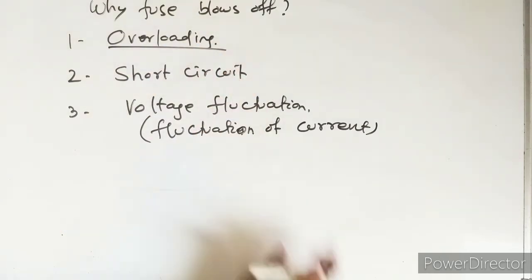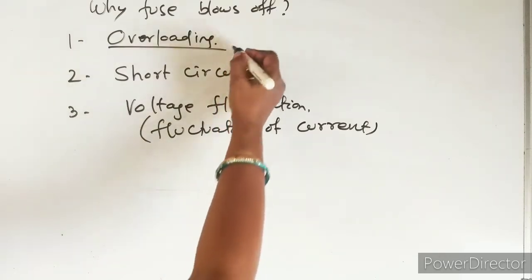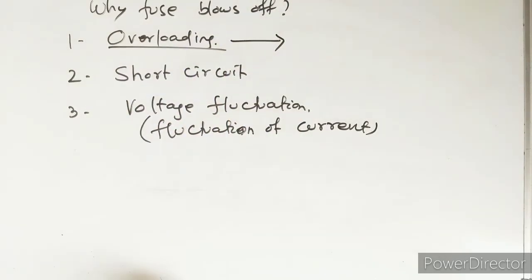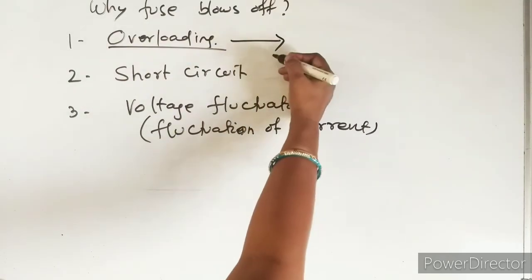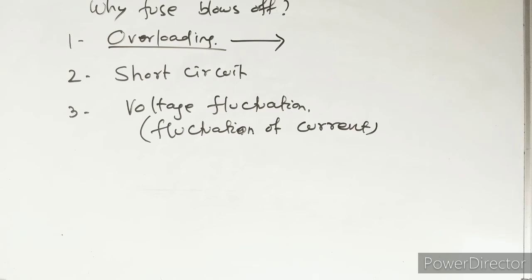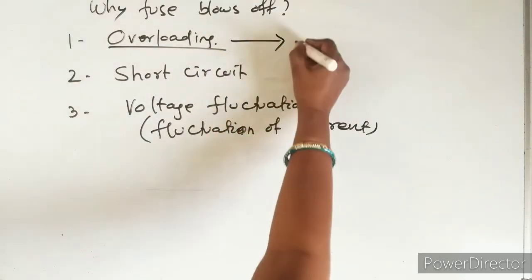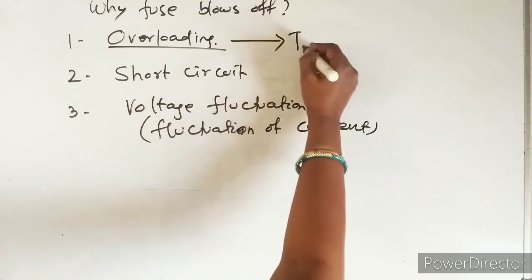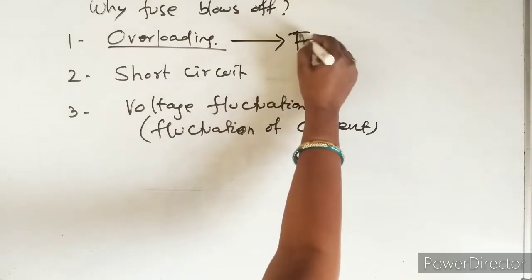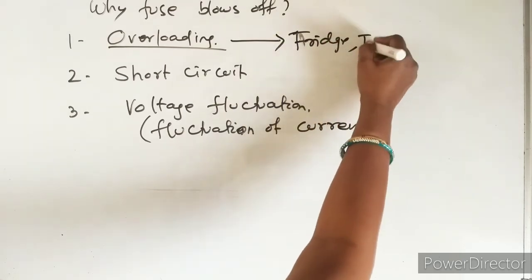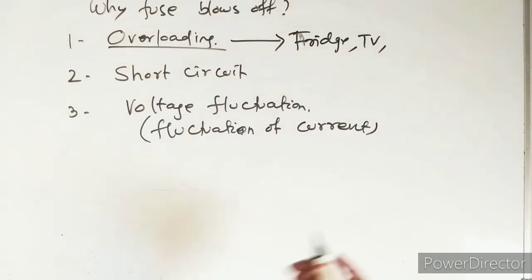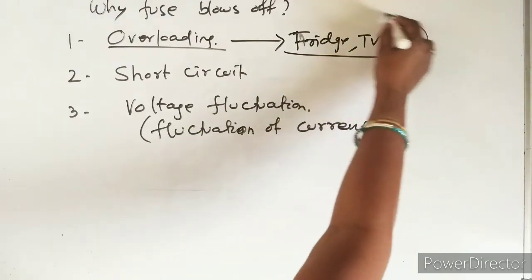So now let us see what overloading is. Overloading means that for a particular switch or connection, there will be a permission, or the amount of current drawn will be fixed for it. So more than that current is required. For example, in one room or one connection we are using a fridge or refrigerator, some TV, another electrical gadget. This is permitted for that.